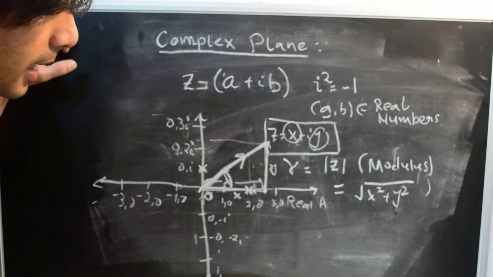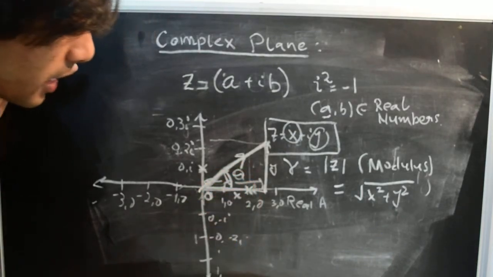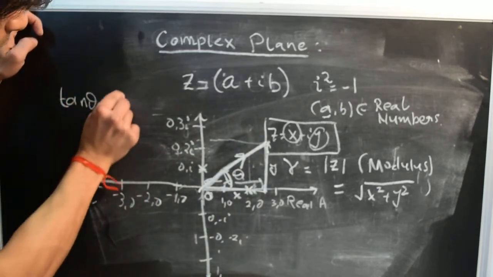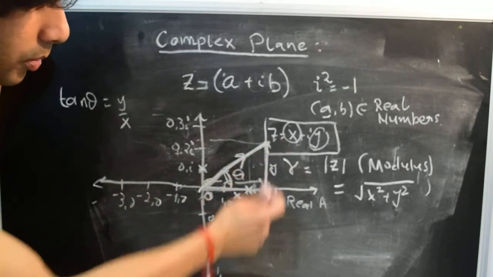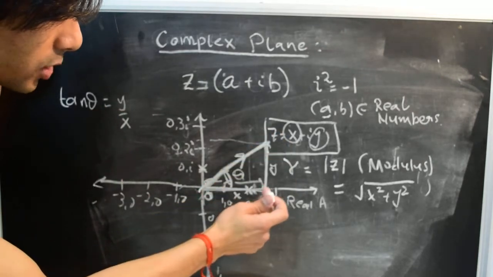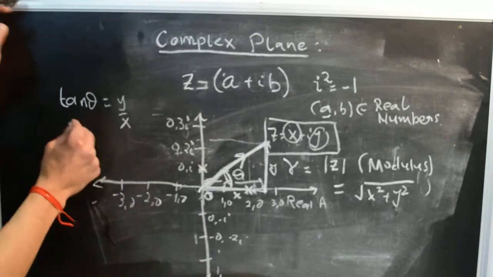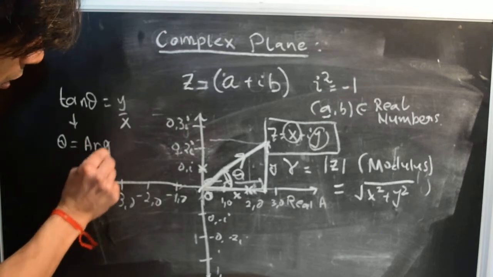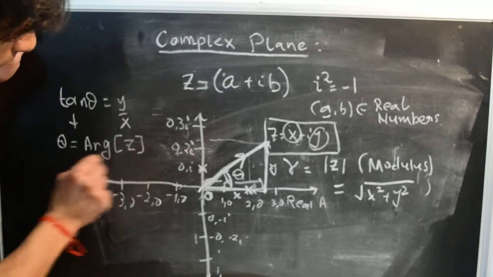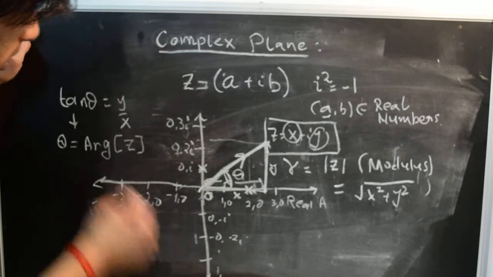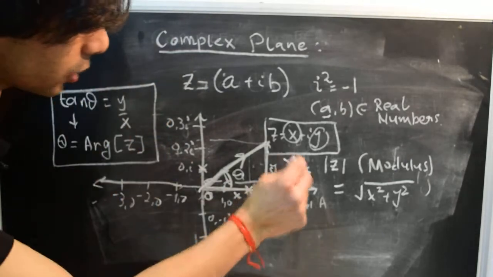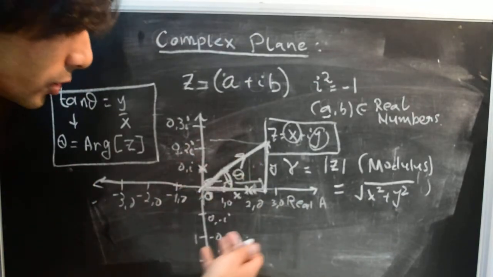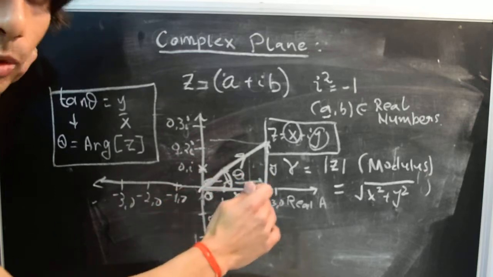And similarly, we can define the angle. If this is making an angle of theta, then tangent theta is y over x. The y is again the imaginary part of the complex number, and x is the real part. The angle theta is called the argument of the complex number z, where arg stands for argument of z. So there are two important quantities, the modulus and the argument of the complex number z, which come about naturally when we think of z as a point in the two-dimensional complex plane.